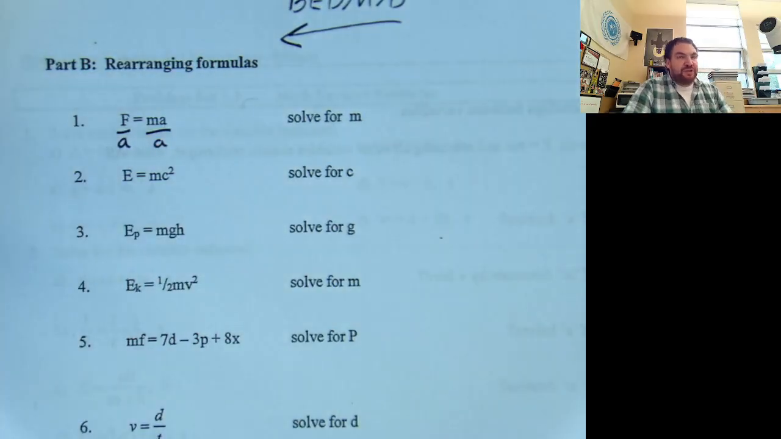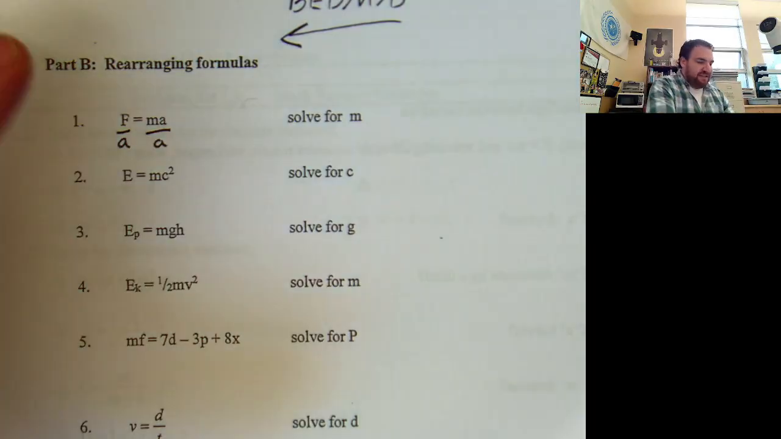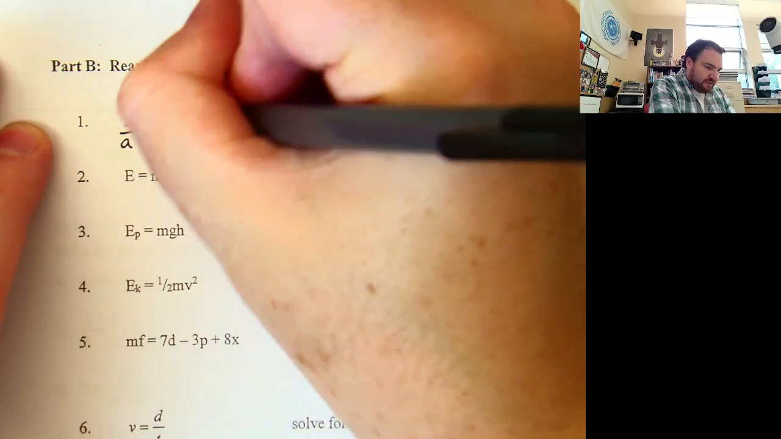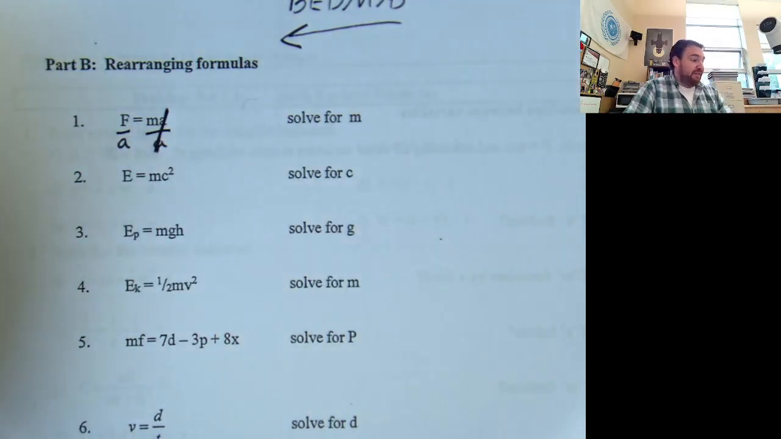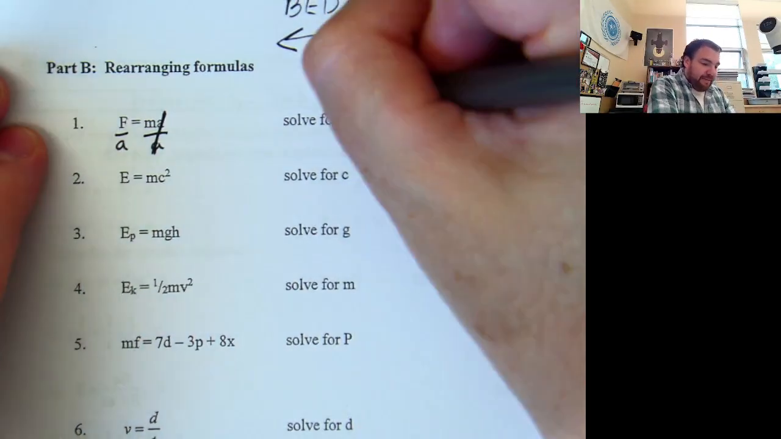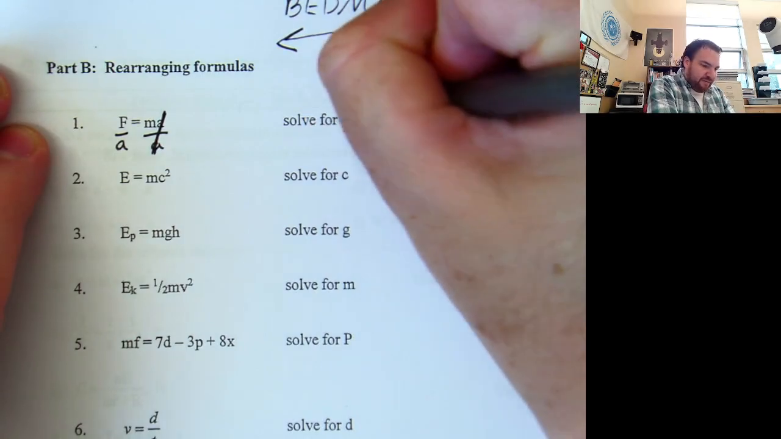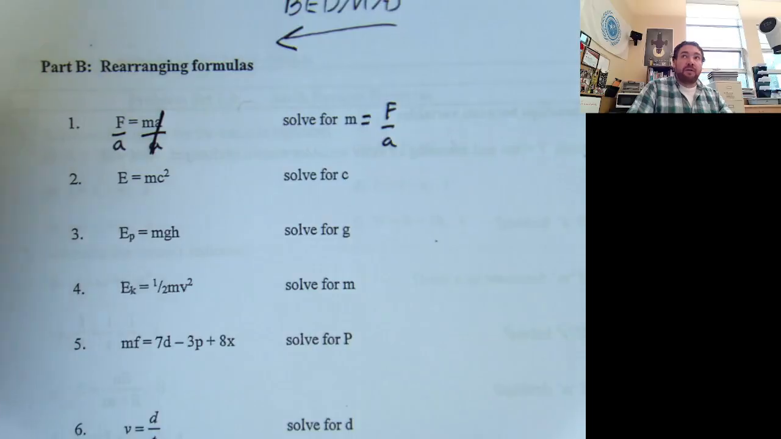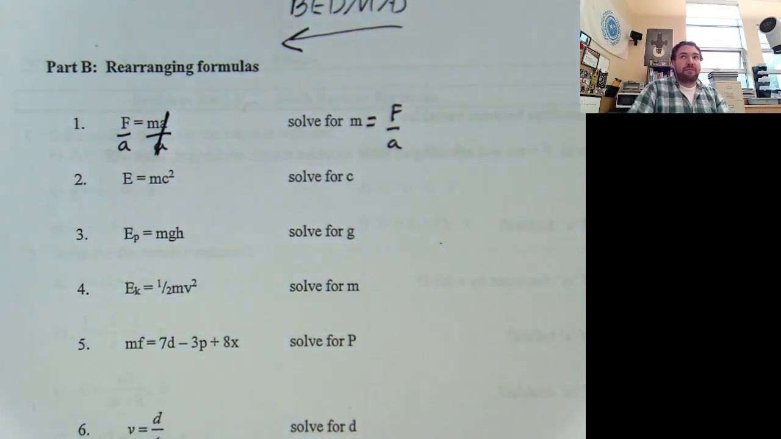And the thing that students don't seem to like here is that because there are no numbers, there is nothing to simplify. But that's okay. At the end of the day, we're done. M is going to equal F over A. And now if we wanted to, we could plug in values for F and A and give us a value for M, for example.